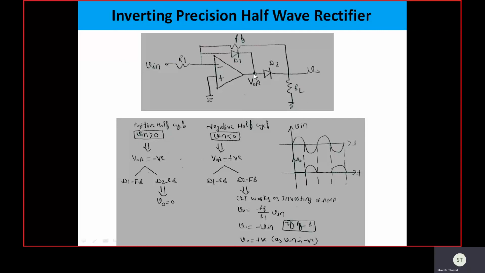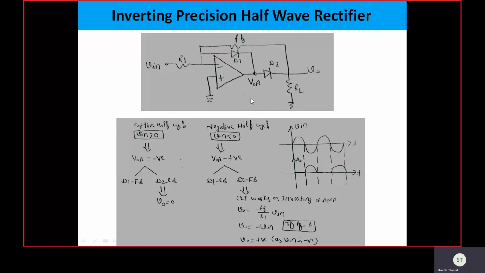As this point is negative, the p-type material of D2 is connected to negative potential and the n-type material of D1 is connected to negative potential. So this particular diode will be forward biased and this diode will be reverse biased. As this diode is reverse biased, the path here will be broken as it behaves as an open circuit, so the output voltage will be 0.